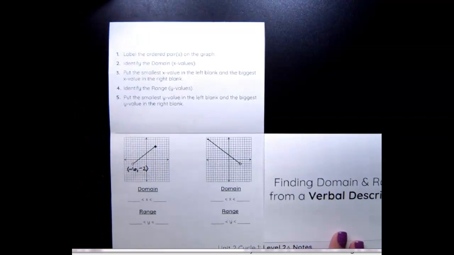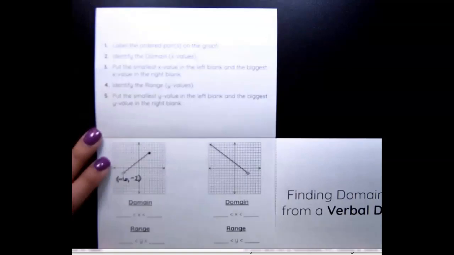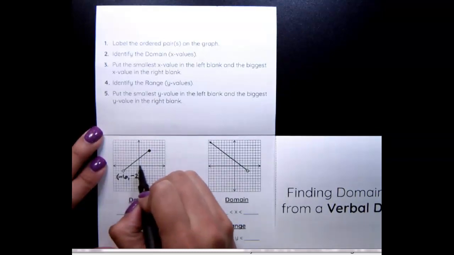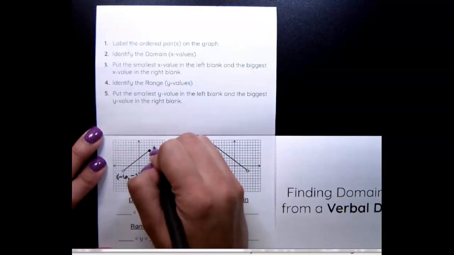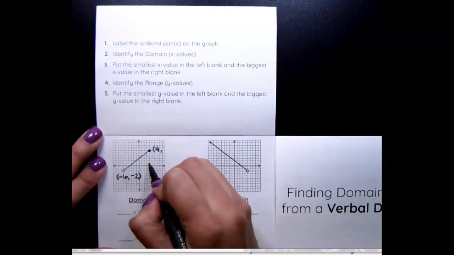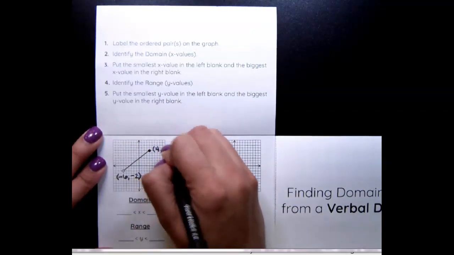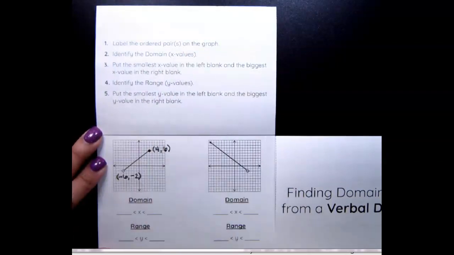I'm going to zoom in on this. It's going to be blurry for a second, but it will clear up. There we go. So now I find the other ordered pair. From the origin, I move right 1, 2, 3, 4. And then I'm going to move up 1, 2, 3, 4, 5, 6. That is step 1. Label the ordered pairs on the graph.